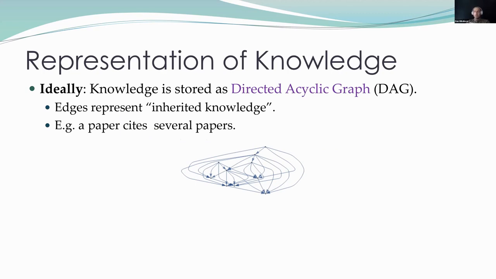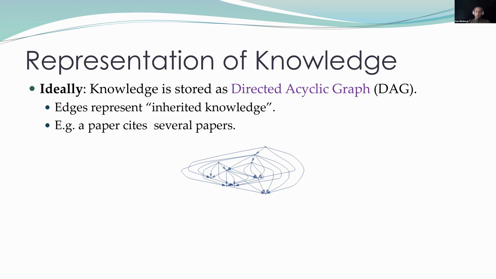Okay, each node represents a unit of knowledge, say a paper. Edges represent units of knowledge building or inheriting from one another. For example, when a paper cites another paper. It's a directed acyclic graph because there should be no cycles in the citation, but every node can cite multiple other papers.